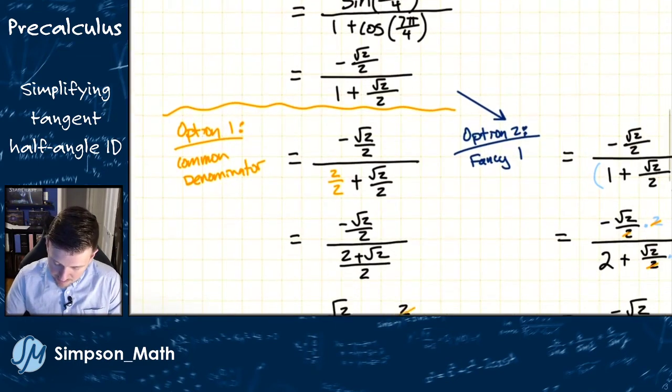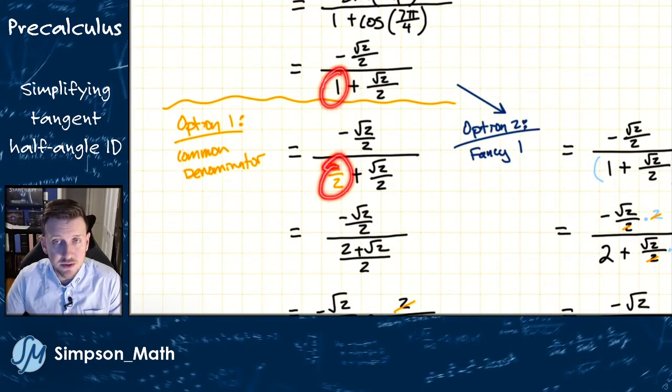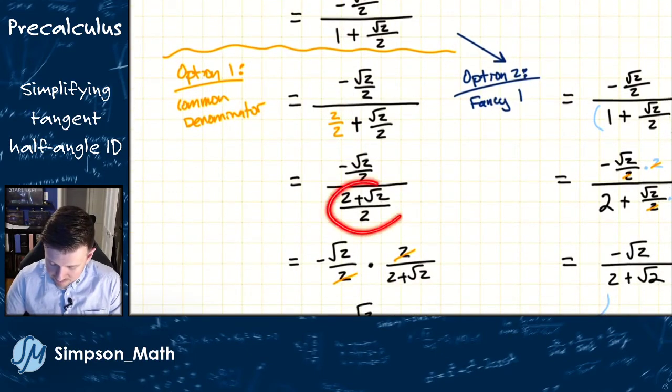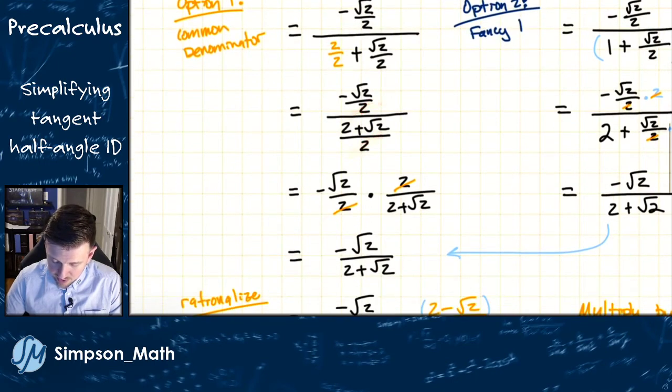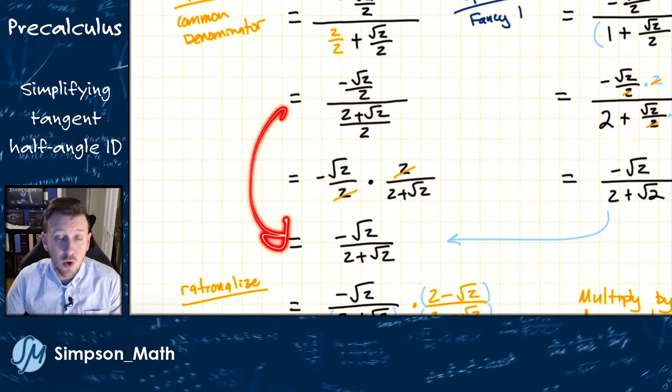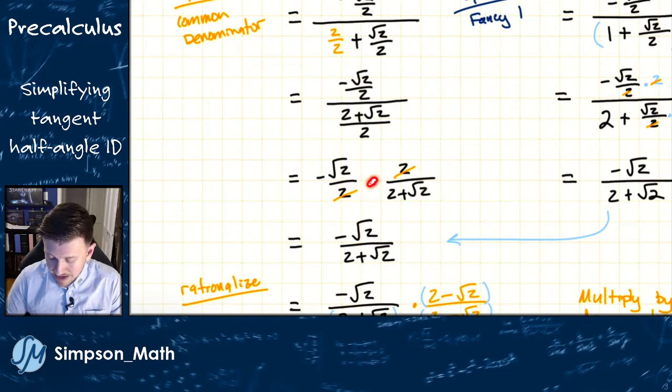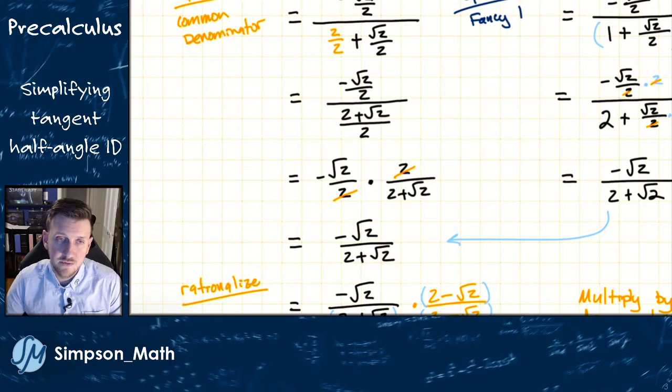So common denominator, turn the 1 into 2 over 2. Add them together. At this point, those 2's could reduce, and you could jump directly down to here. Or you can multiply by the reciprocal of the denominator. And then when you do, you obviously see that those 2's reduce. And we're left with a negative square root of 2 over 2 plus square root of 2.